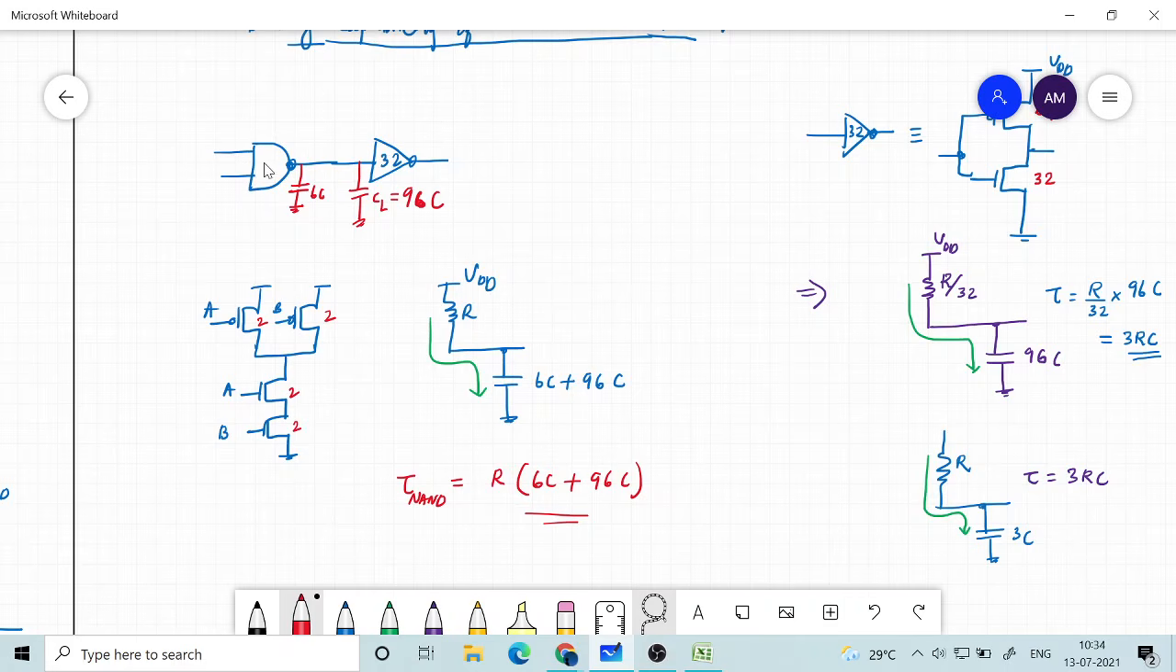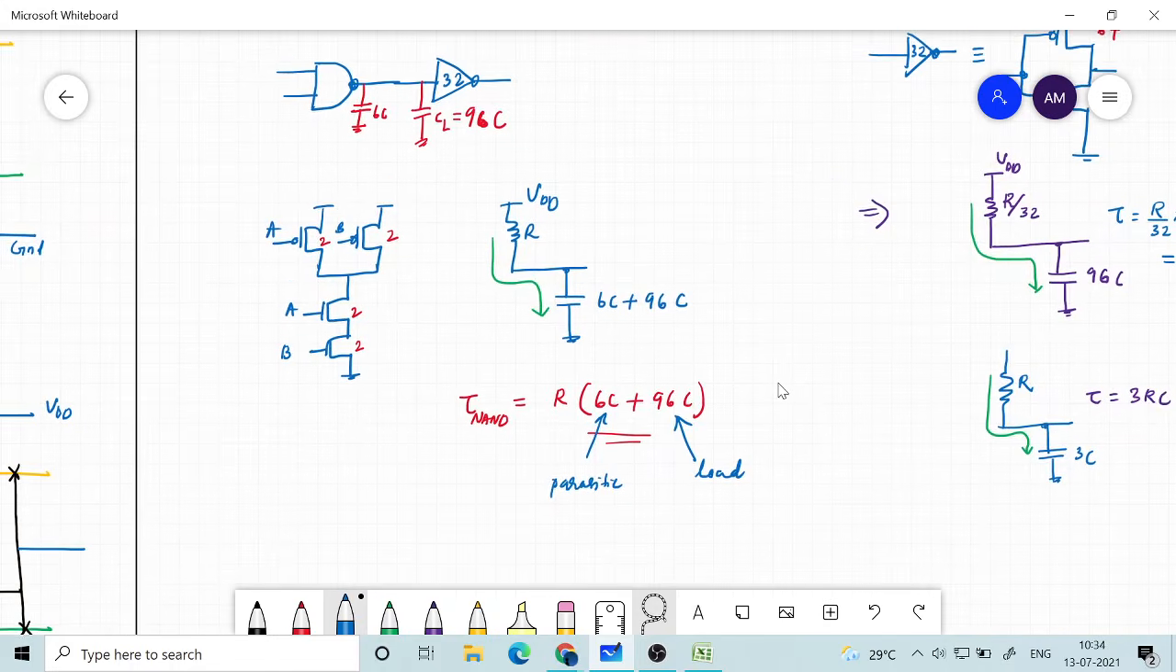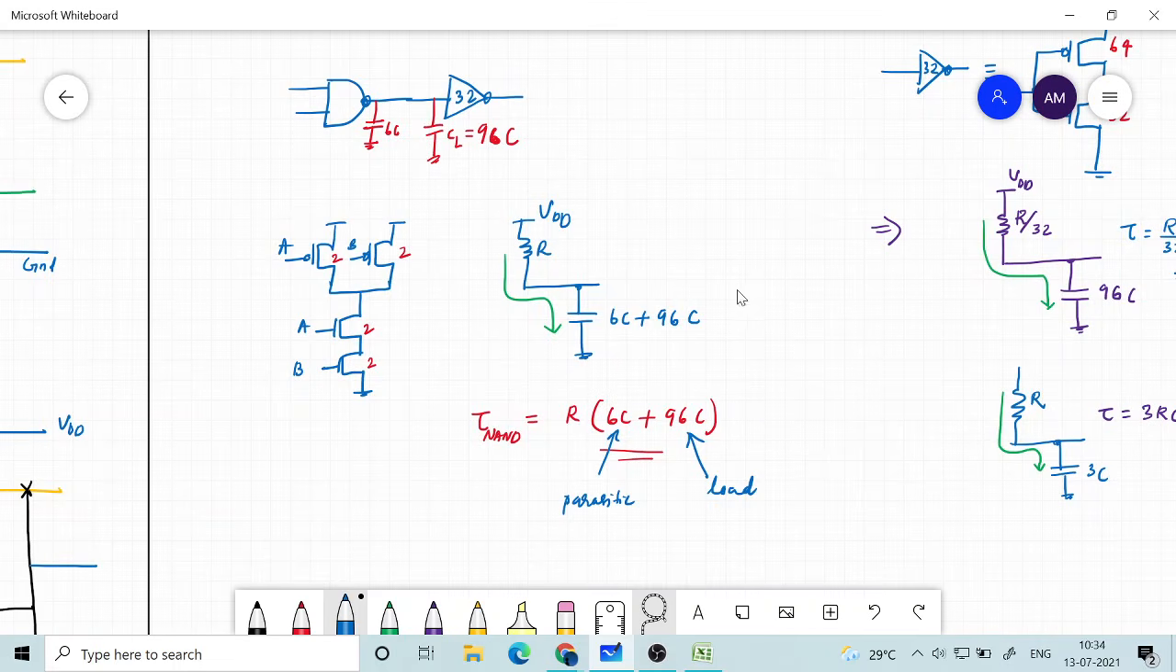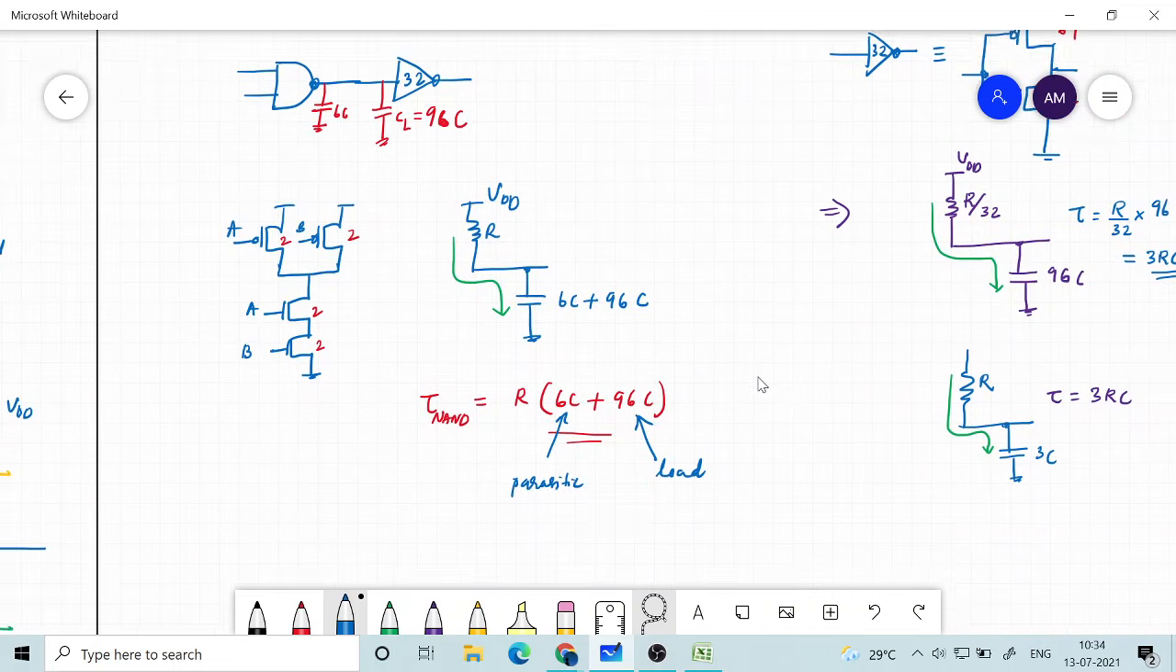This is the delay presented by this stage, the NAND gate stage. It depends upon the resistance through which it charges the output capacitance. Output capacitance has two components. One is the parasitic capacitance, and this is the load. Load is huge compared to parasitic capacitance. So now, in order to reduce this delay, what we can do is increase the size of the NAND gate. That is what we will see next.